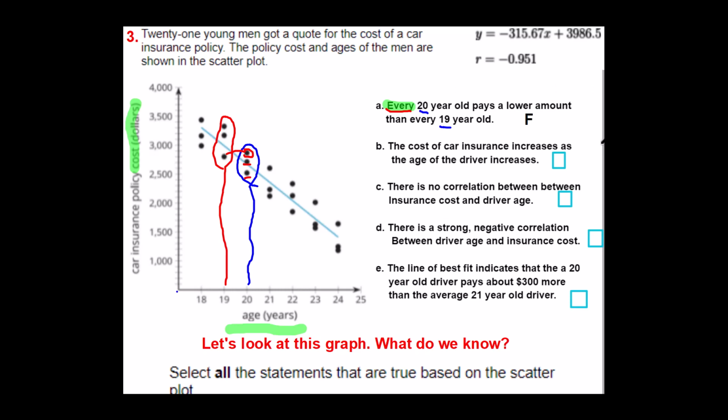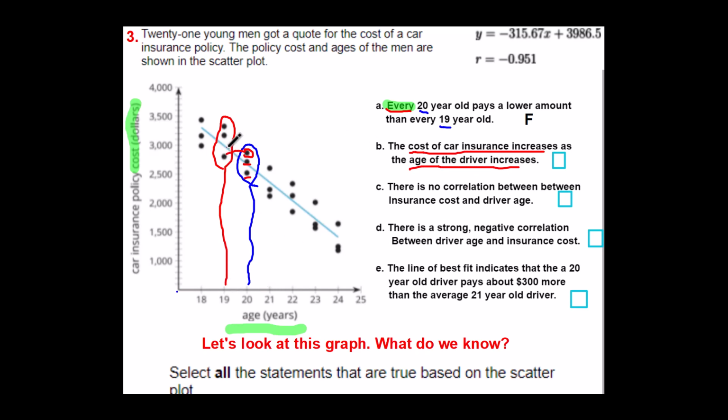So that's going to be false. All right, the cost of car insurance increases as the age of the driver increases. Did I say that correct? Let me read it again. The cost of car insurance increases, so car insurance is going to go up as the age of the driver increases. So let's just take the 19 and 20-year-olds.